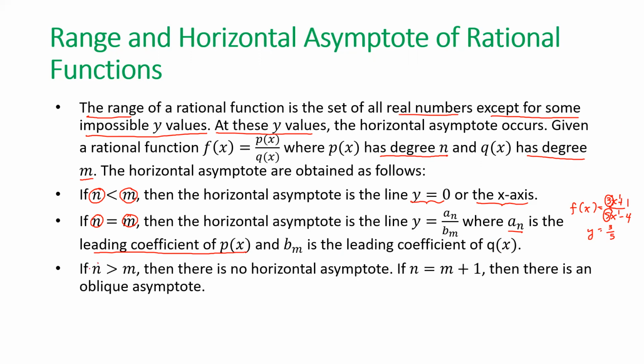Now, in case the degree of the numerator is higher than the degree of the denominator, the rational function has no horizontal asymptote. But in special cases, when the degree of the numerator is equal to the degree of the denominator plus 1, then the rational function has an oblique asymptote. But we will not focus on these examples. We will just show one example later, but we're not supposed to graph these rational functions.